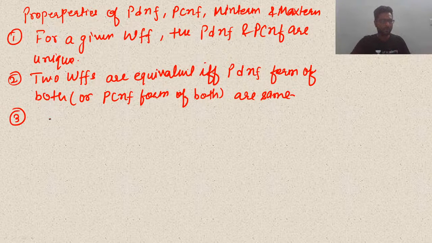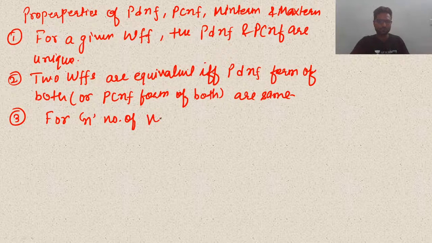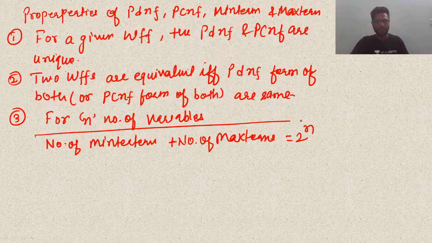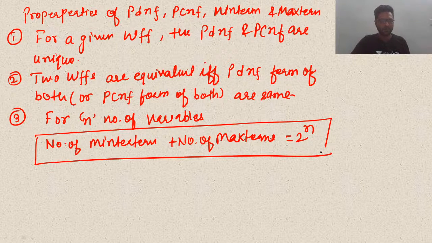Third one, you can write down: for n number of variables, the number of min terms plus the number of max terms will be equal to 2 raised to power n. Yes or no? Is this one clear to everyone or not? Write down the fourth one, that is important. The fifth one is also important.